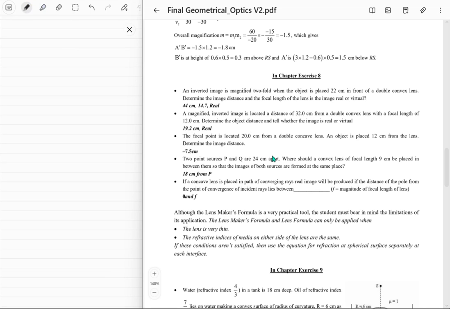Two points P and Q are 25 centimeters apart. Where should a convex lens of focal length 90 centimeters be placed in between them so that the images of both sources are formed at the same place? So they are 25 centimeters apart, and you want to place a convex lens between them so the image is formed at the same place. Well, that just means 1 upon V is equal to 1 upon U plus 1 upon F. Yes, it must be the same. Wait, but if it's between them, that just means, oh no.